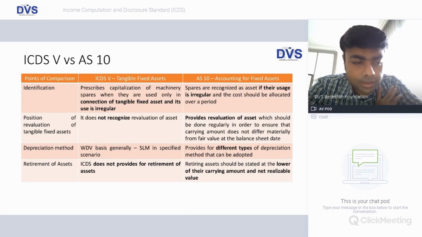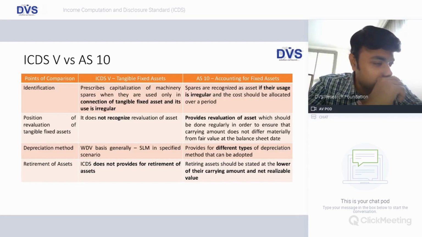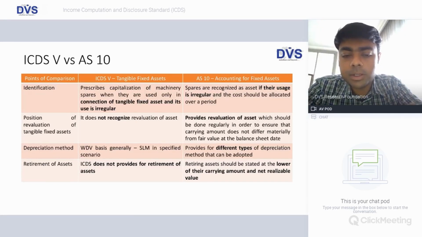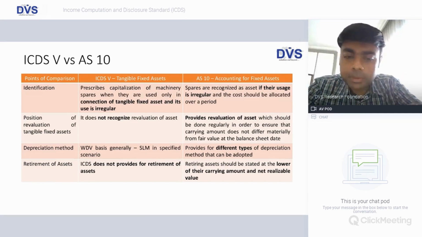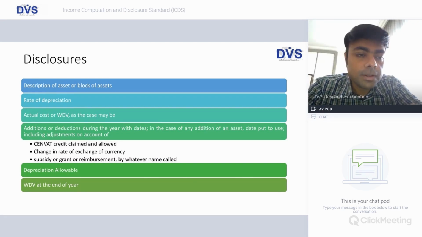Retirement: ICDS does not provide for retirement because we follow the block concept of depreciation. So irrespective of whether the asset is there or not, if the block is available, depreciation continues to be available to the assessee. Retiring assets should be stated at the lower of their carrying cost or net realizable value as far as AS10 is concerned.